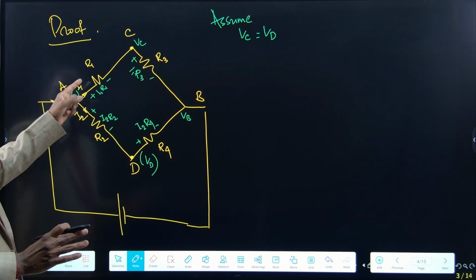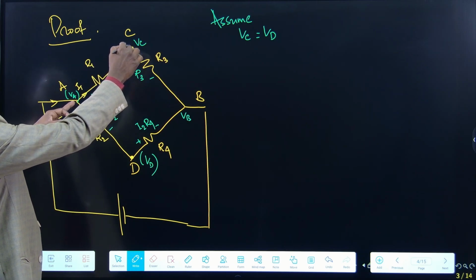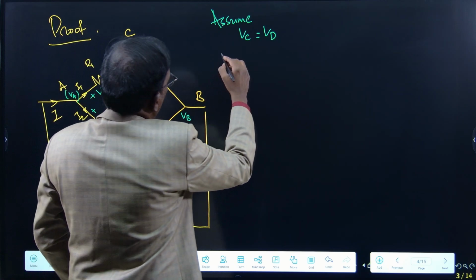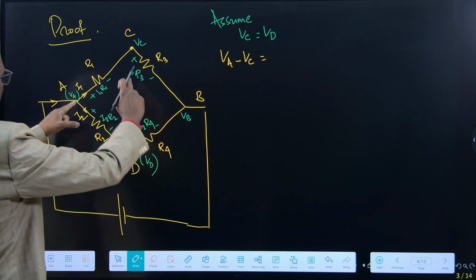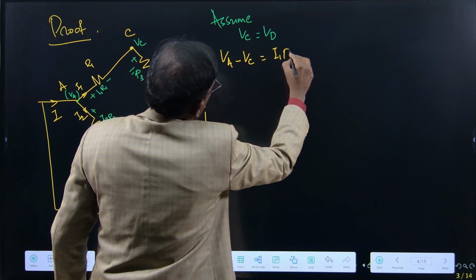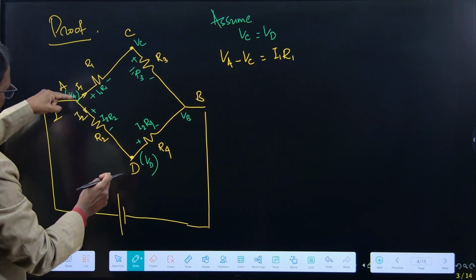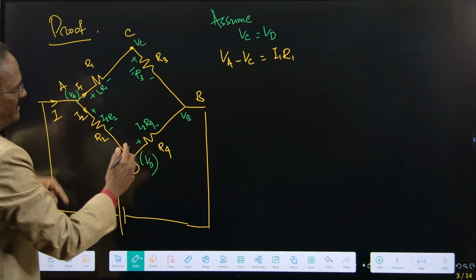First let us write what is VA minus VC. Equation number 1, VA minus VC. VA minus VC is equal to I1 R1. Then VA minus VD is equal to I2 R2. This drop, VA minus VD.